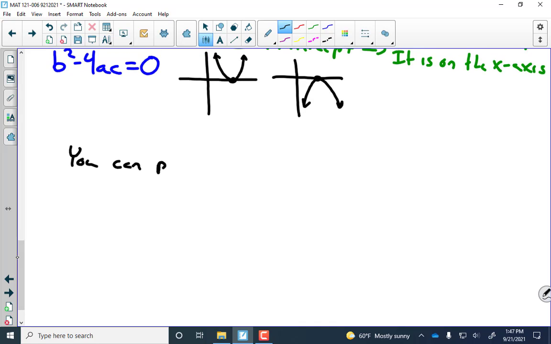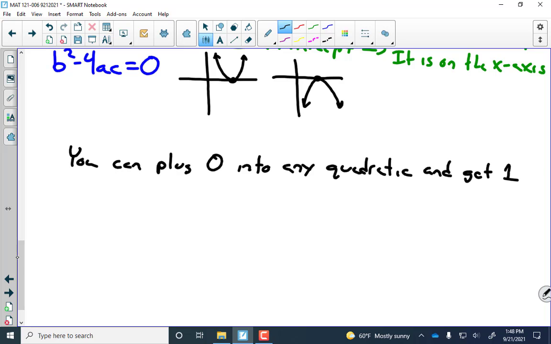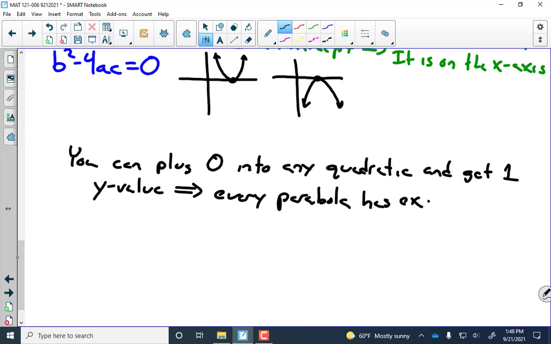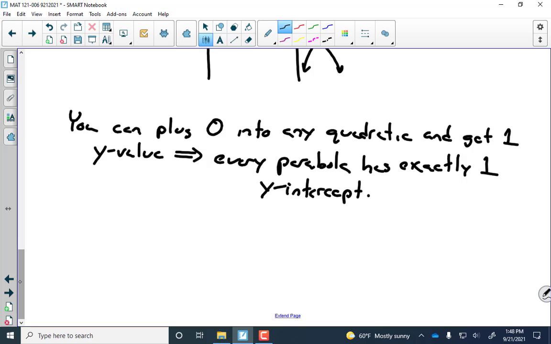You can plug 0 into any quadratic and get one y value, which means every parabola has exactly one y-intercept. Any parabola you draw will hit the y-axis once and only once. Only once do you get to hit the y-axis.